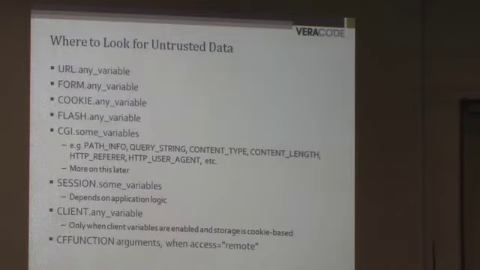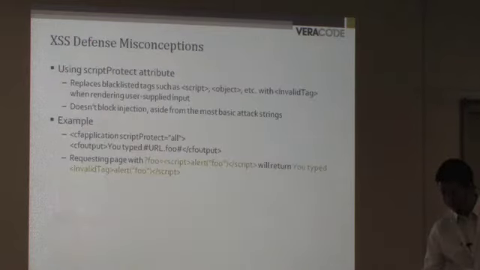Anything in the client scope, I've got a slide on this later, but client scope variables persist across sessions, and they may contain tainted data depending on, again, what the application does. And then finally, CF function arguments. Those are the user-defined functions I referred to earlier, and I've got a slide on that. A few slides on cross-site scripting because it's just the most common vulnerability, and there are some unique things about ColdFusion that are worth pointing out.